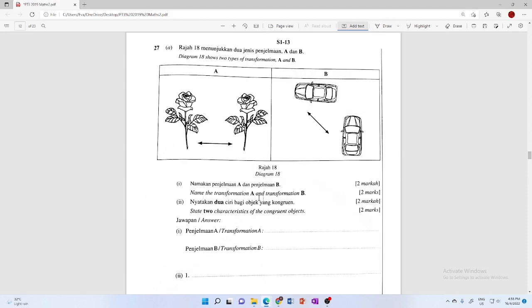27A. Need to name the transformations A and B. For transformation A, you can see this is actually the mirror image of the other side. For mirror images, this is called reflection.